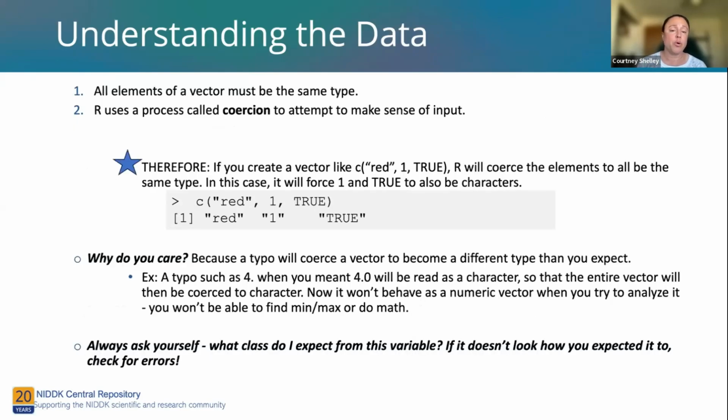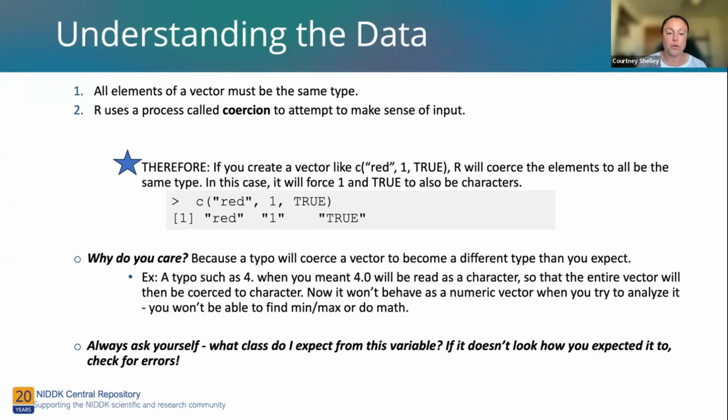So some really important things that I want you to know about. Why am I going into all of this detail? Because these are the things that are really going to trip you up when you're first reading in your own data set. So the first important thing is all elements of a vector must be of the same type. R uses a process called coercion to attempt to make sense of the input that you have given it. So taking these two things together, if you create a vector like red, 1, and TRUE, R will coerce the elements to be the same type.